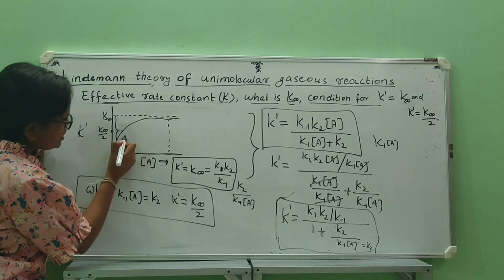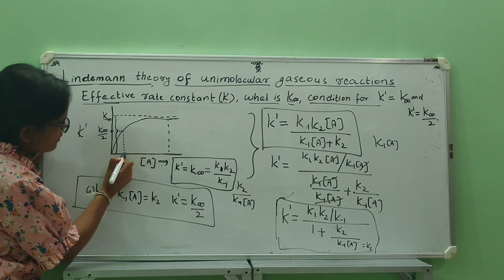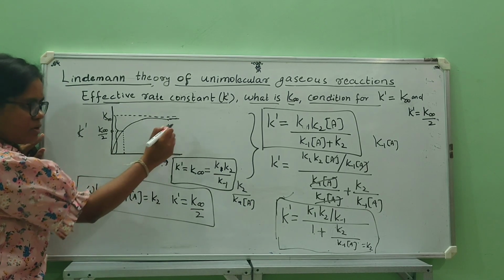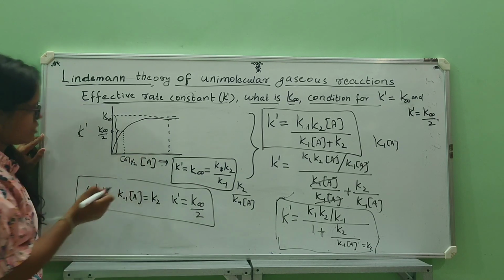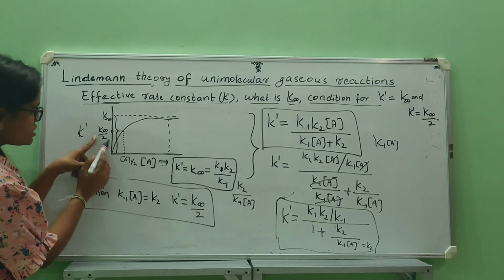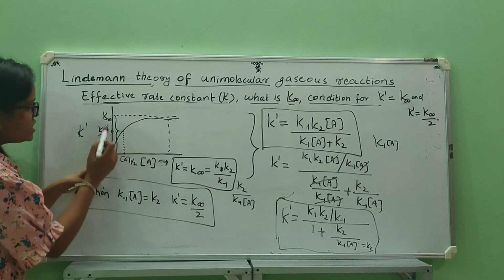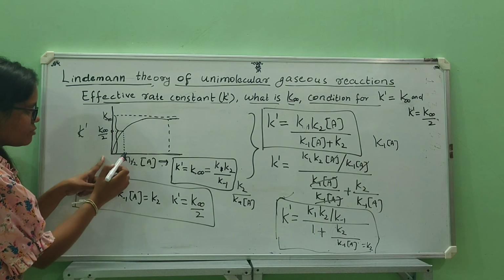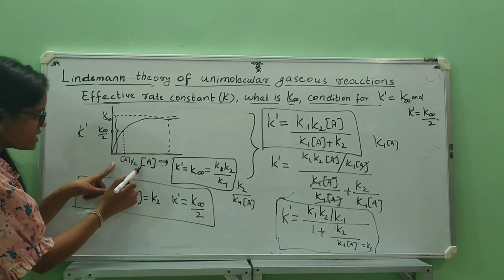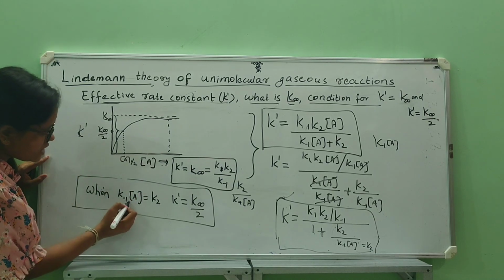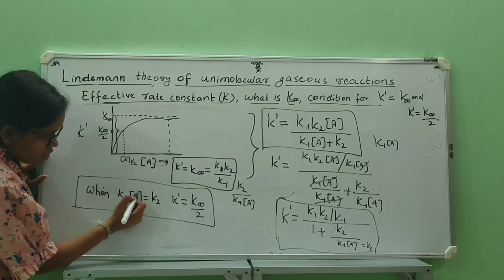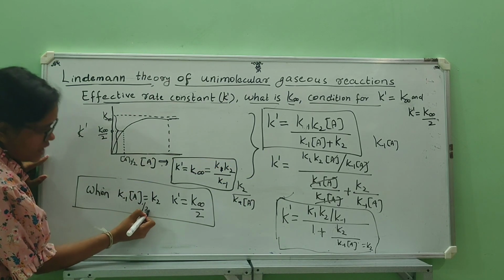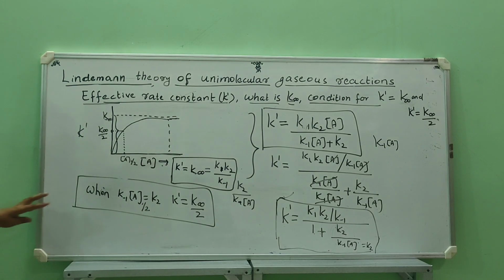Now the concentration corresponding to this half of the maximum effective rate constant is designated by A half. Okay. So the concentration at which K dash becomes K infinity by 2 is represented as A half. So this is the condition for K dash to become K infinity by 2, right? So this concentration will be A half.